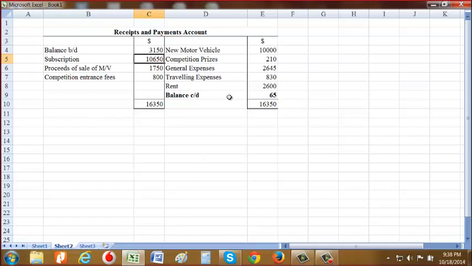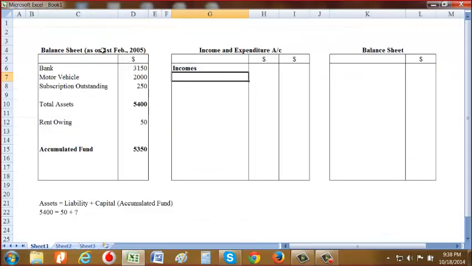Yeah, this balance carry down. No, this balance we will not take because this is the cash. This is the bank balance, not an item of income or expense. This is bank balance. This will come in the balance sheet. This I have taken here in the opening balance sheet I have prepared now. So in the opening balance sheet I have taken bank. Bank is not an item of income and expenditure. Bank is an item of the balance sheet.